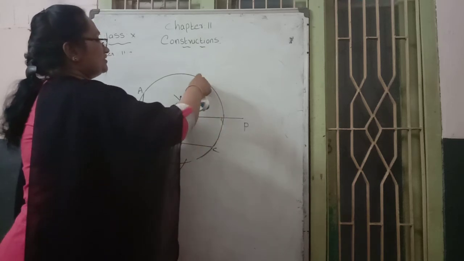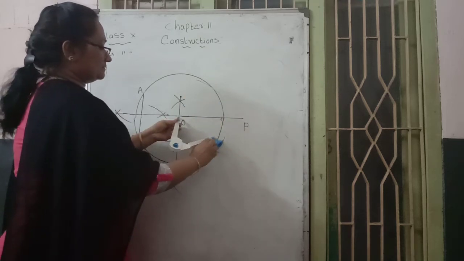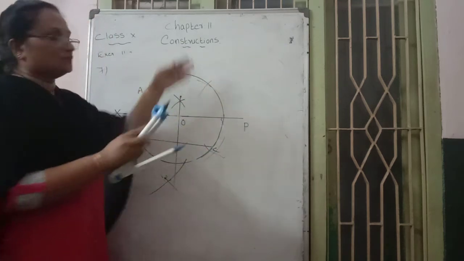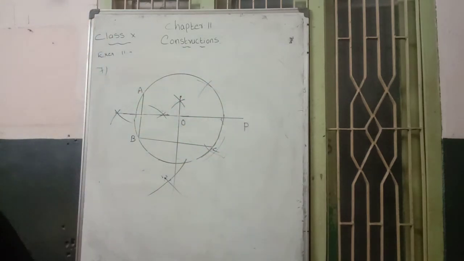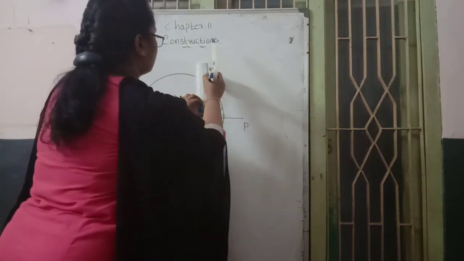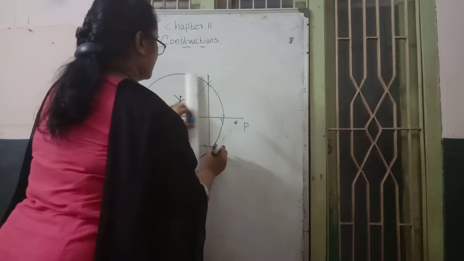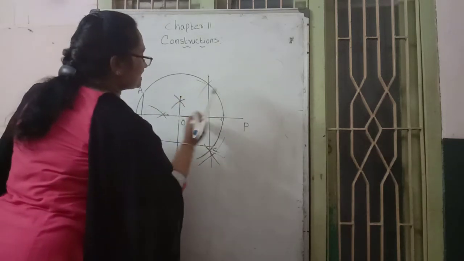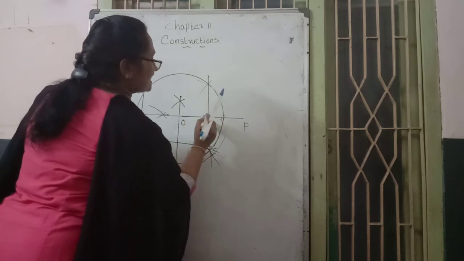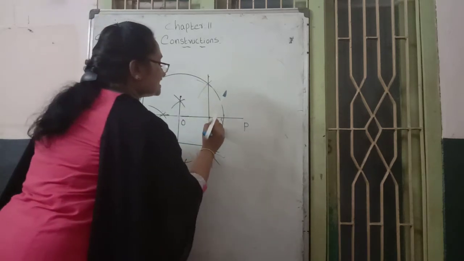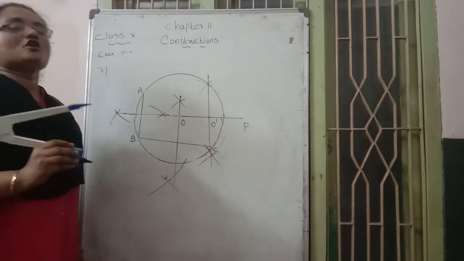O as center, draw an arc like this. P as center, the opposite way like this. Go through the two points and join them with a straight line. We get the perpendicular bisector. In this way, we can draw the perpendicular. Where it intersects the OP line, mark that point with an alphabet, say O dash.